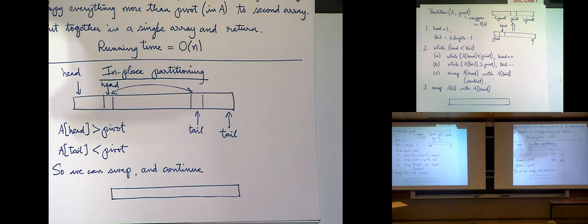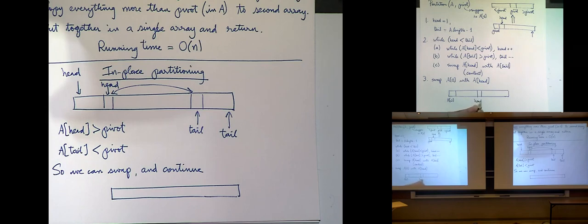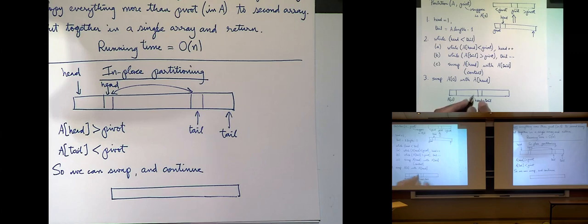Only if the place you landed on was less than the pivot. Exactly. So this makes sense. So you have A0 here. The head is equal to tail over here. And so you want to swap A0 with this element. Although you're not sure if this element is less than the pivot or more than the pivot. If it's less than the pivot, then you should swap. But if it was more than the pivot, then what?